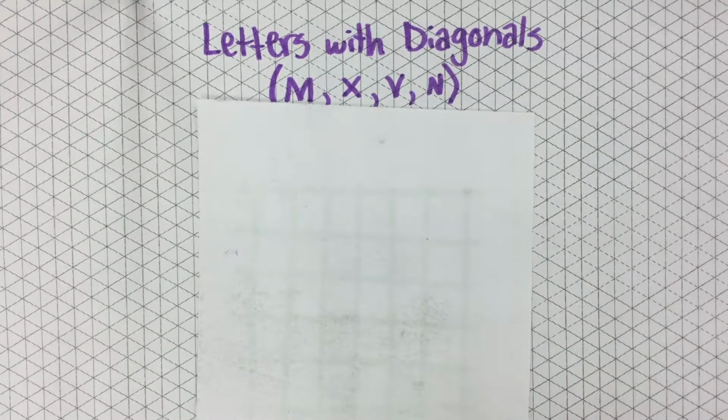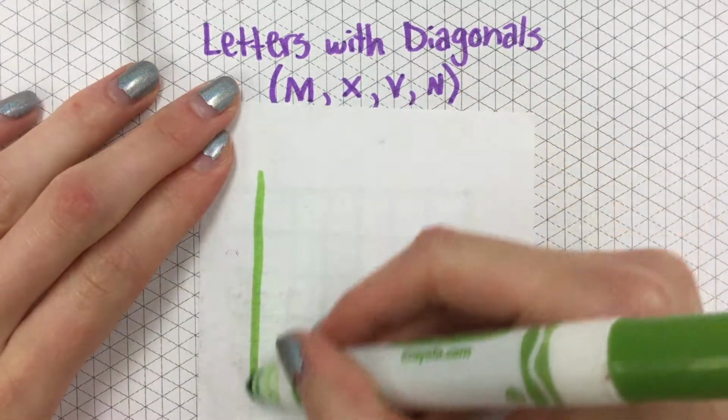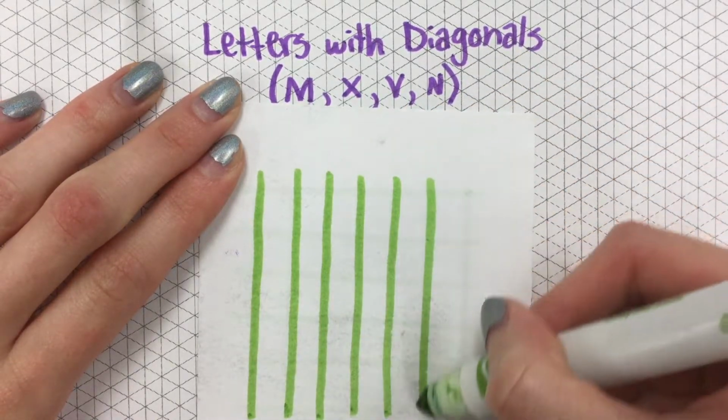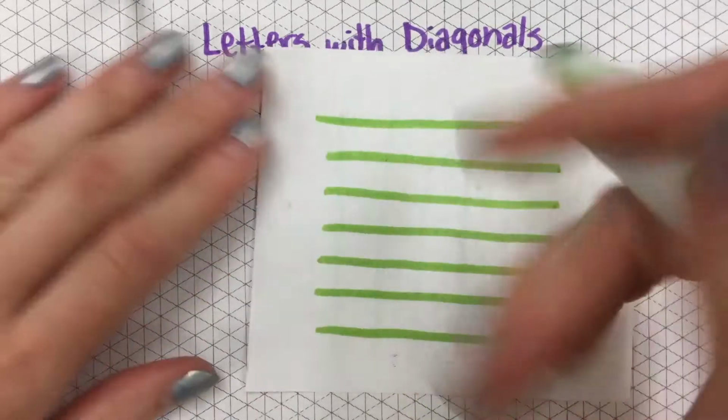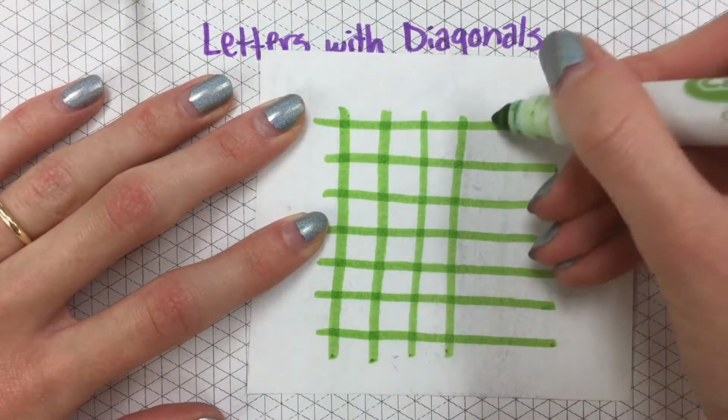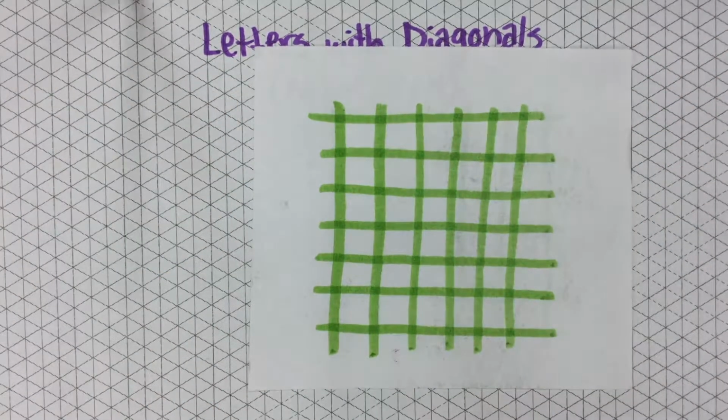So I start by doing a grid with squares on a separate piece of paper. This helps me to understand what the letter would look like if it was flat. So then when I move on to the isometric paper, I understand how to make it three-dimensional.